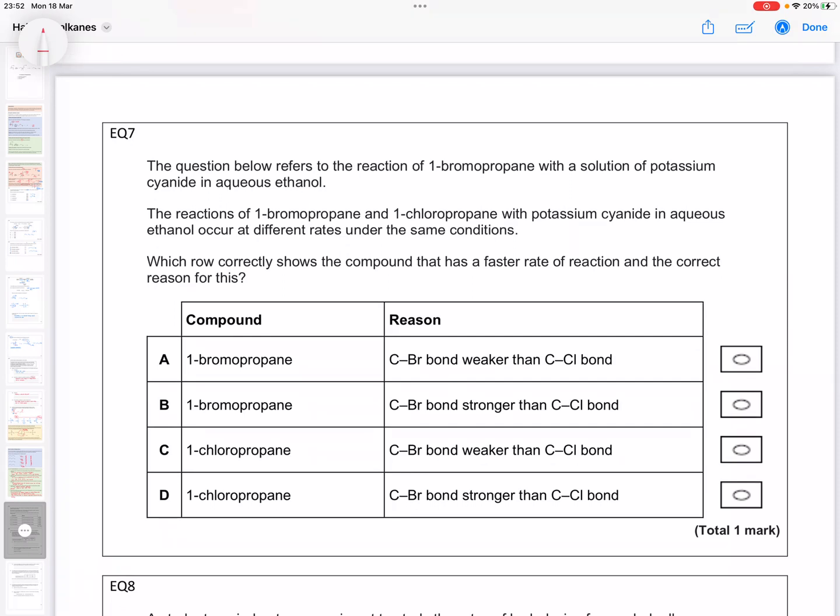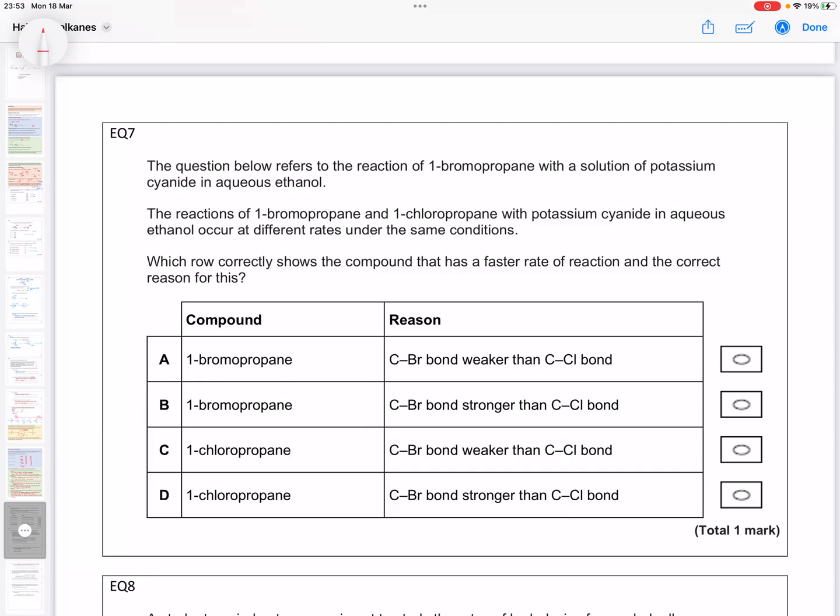So let's have a look at some of the exam questions together. Exam question 7 is asking, in relation to the reaction of 1-bromopropane with a solution of potassium cyanide in aqueous ethanol: the reactions of 1-bromopropane and 1-chloropropane with potassium cyanide in aqueous ethanol occur at different rates under the same conditions. Which row correctly shows the compound that has a faster rate of reaction and the correct reason for this?